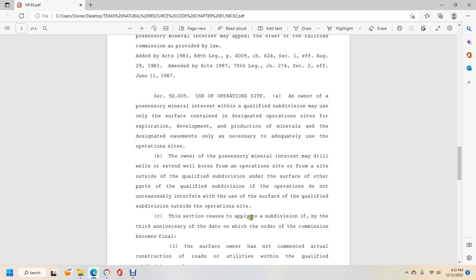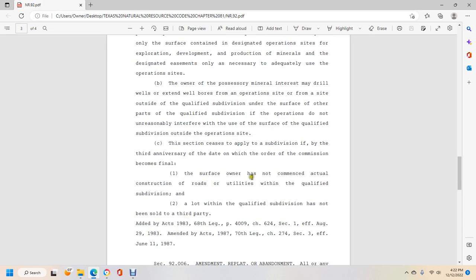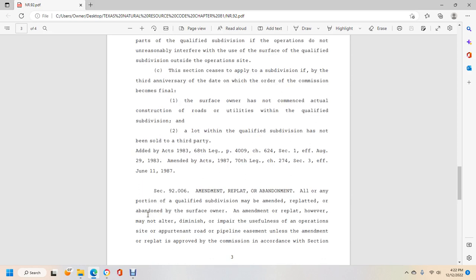This section does not apply to the subdivision if, by the third anniversary of the date on which the order of the Commission became final: 1. The surface owner has not commenced actual construction of the road and utilities within the qualified subdivision. 2. No lot within the qualified subdivision has been sold to a third party. Acts 1983, amended Acts 1987.